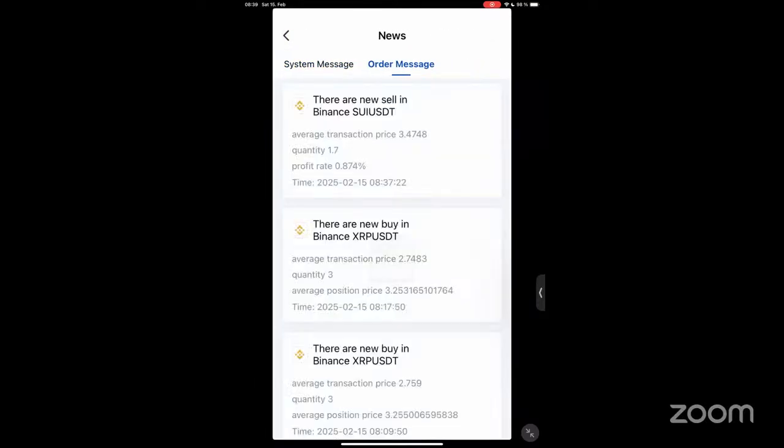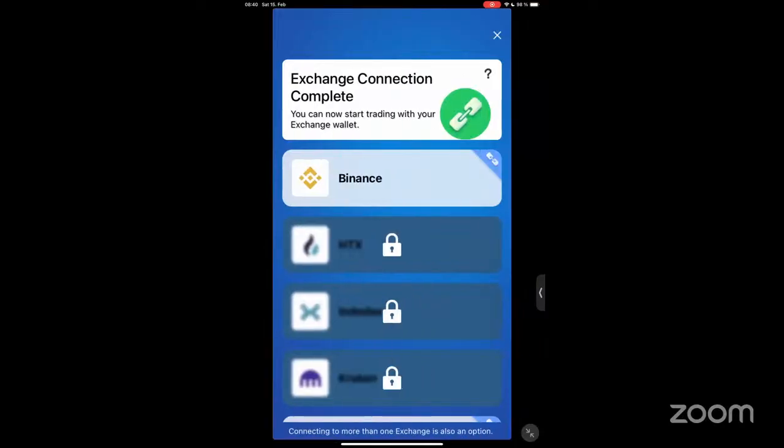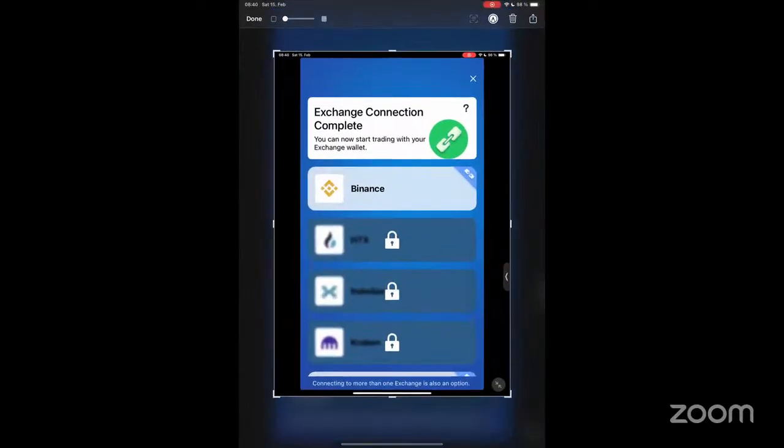So as we are here, there is a cell 837, you can see, because there was a notification, okay? All right, let's go to API bind. What does API mean? Application Programming Interface. What does it do? It actually helps you to connect your robot to an exchange so they can both communicate. Now, this is your Royalq. This is your exchange. What binds the two together in the middle there? That is the API. Okay, so you can see Binance has been connected.